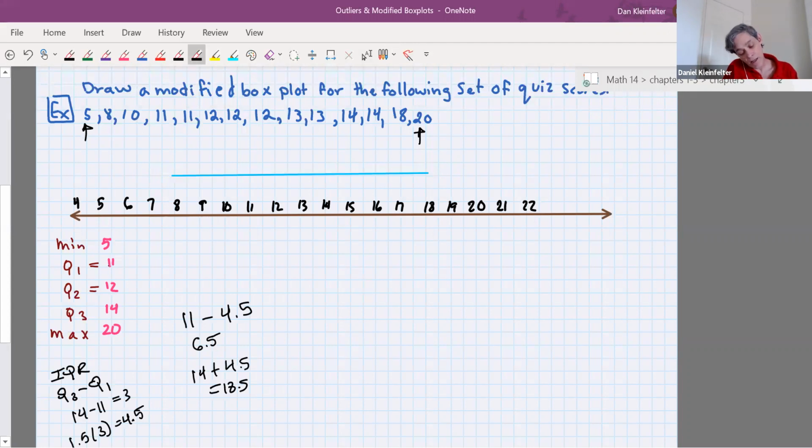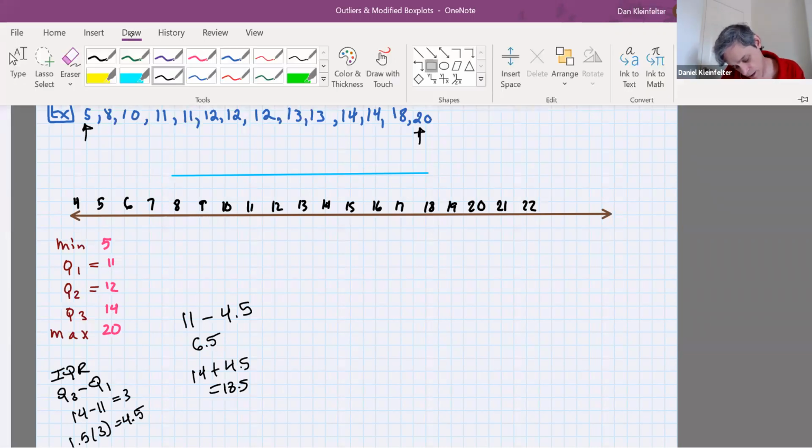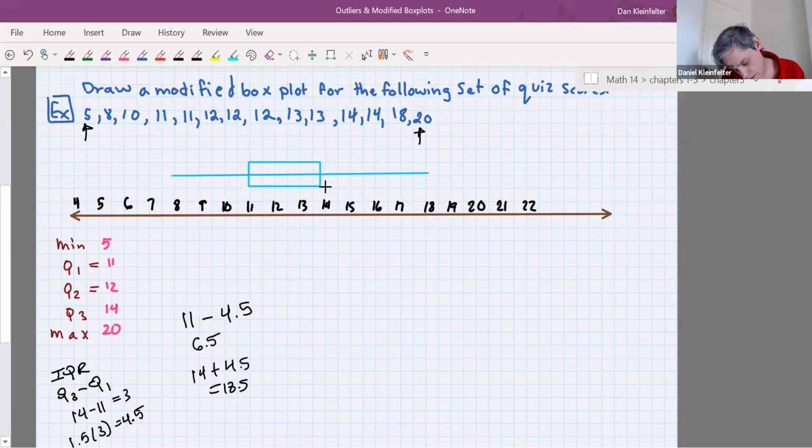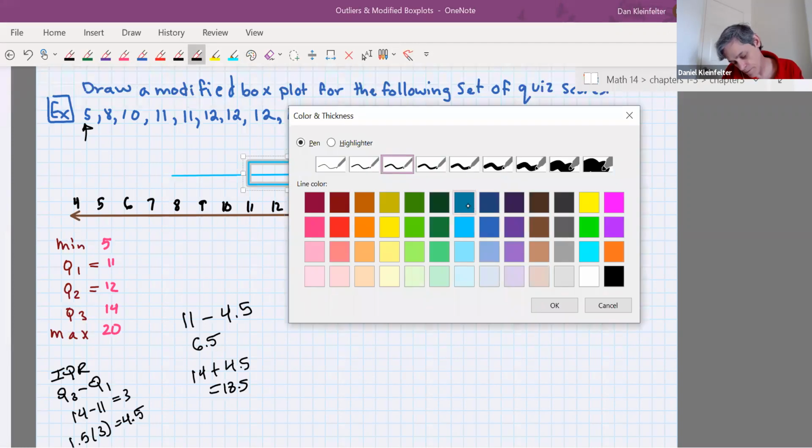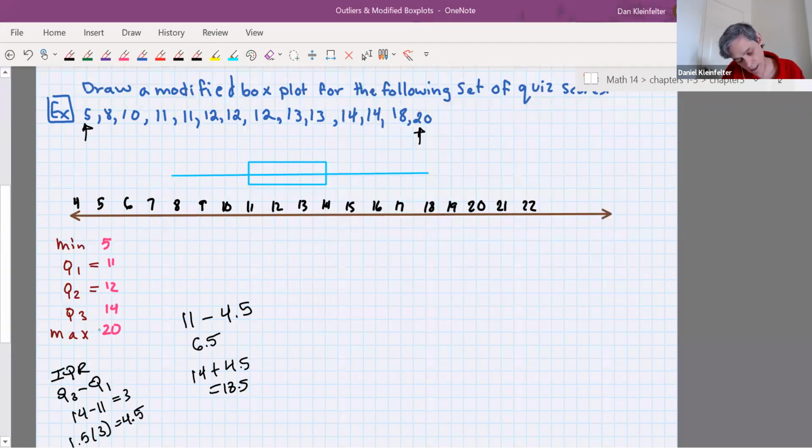And then our Q1 and Q3 are 11 to 14. So we'll make a box that runs from 11 to 14 again. And then once again, our median will still be at Q2, 12. Okay, and so then we'll draw the outliers that were present, which were 5 and 20. We use dots to indicate those, of course, one at 5 and one at 20.